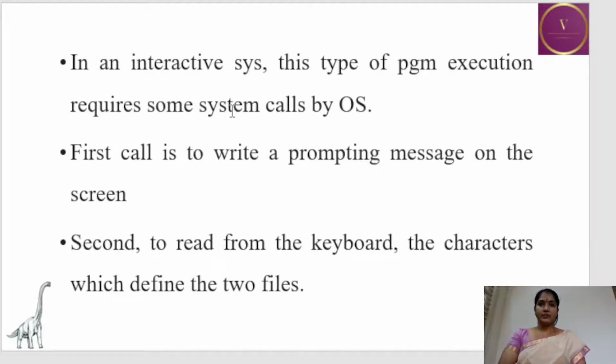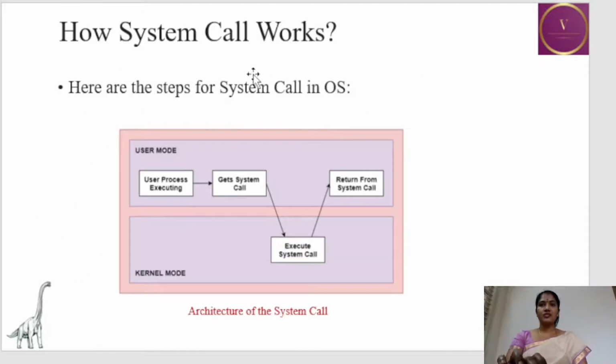In an interactive system, this type of program execution requires some system calls by the operating system. First call is to write a prompting message on the screen. So when you open a file, it will either show the list of files available, or you have to type the name of the file which you have to open. And second, to read from the keyboard the characters which define the two files. Either you have to type it or you have to select it. So it is getting the information from us through the keyboard. And next is how system call works.